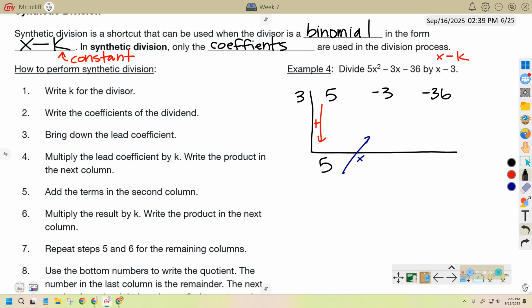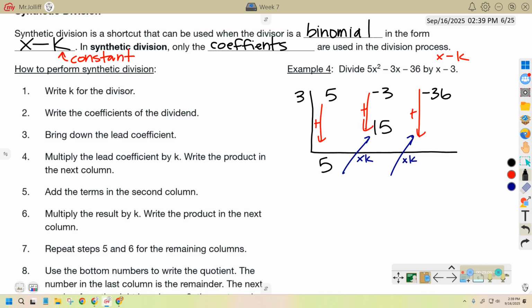To get the number that goes in the next column, I take that 5 and I multiply it by my k. In this case, my k is 3. What is 5 times 3? 15. I'm glad some of us are awake. Very good. And then I repeat this shoestring over and over again. Add, down, multiply the result by k. Add, down, if there's another row, multiply by k.